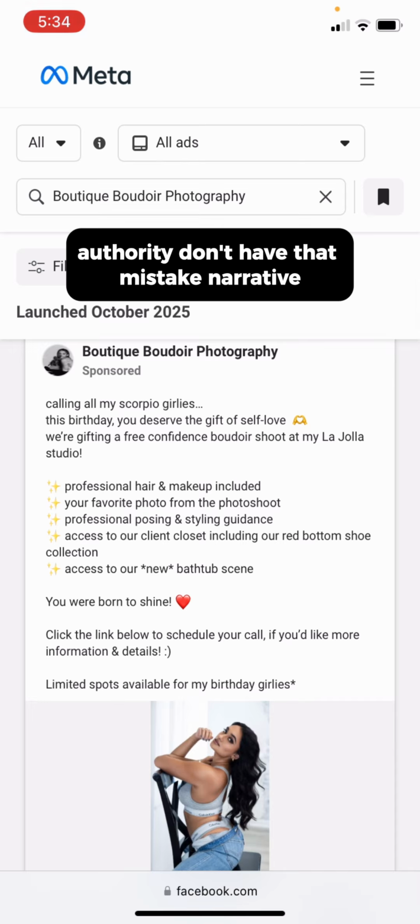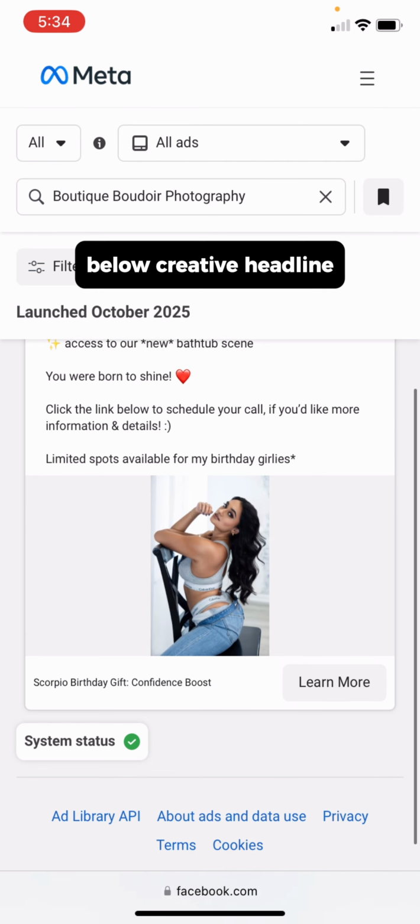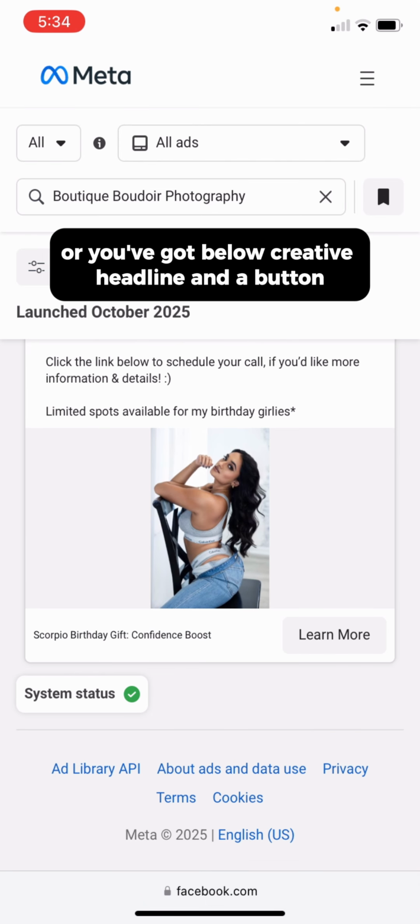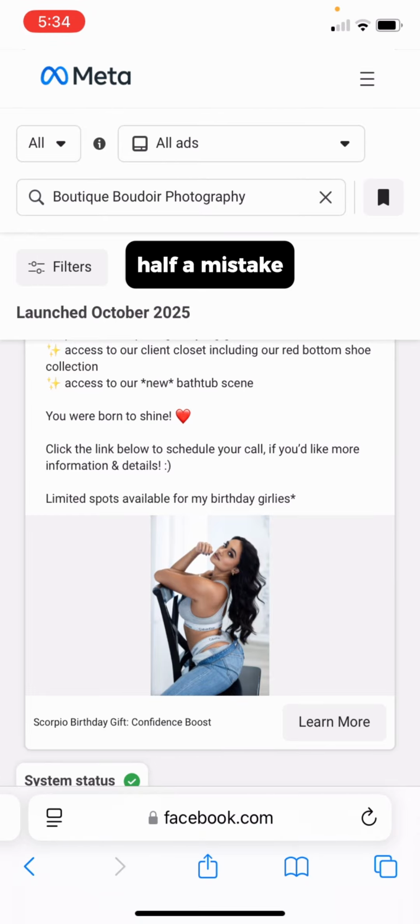And then I move to the ad copy. Authority, don't have that, mistake. Story slash narrative, don't have that, mistake. Below creative headline, or you've got below creative headline and a button, mistake. And then your objective, half a mistake, we don't know what that is.